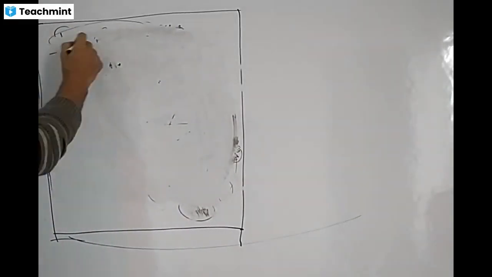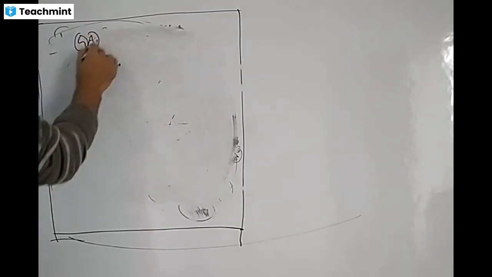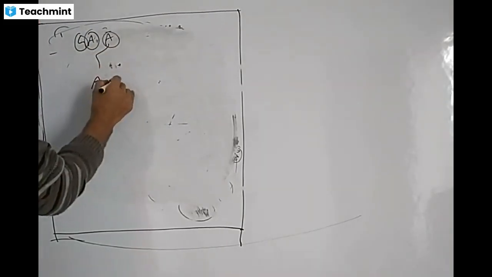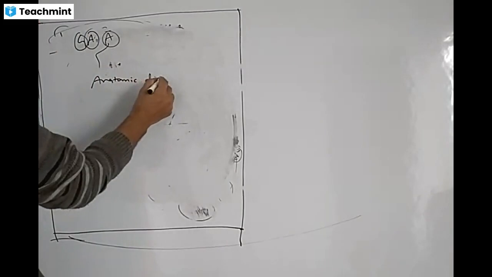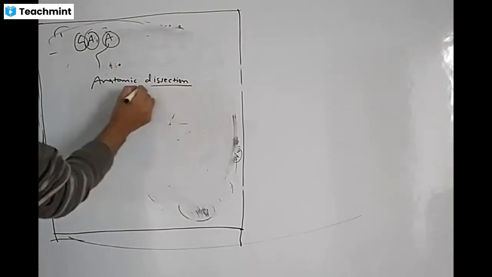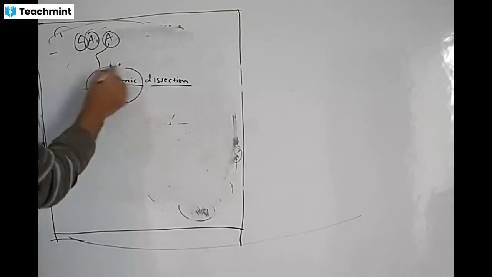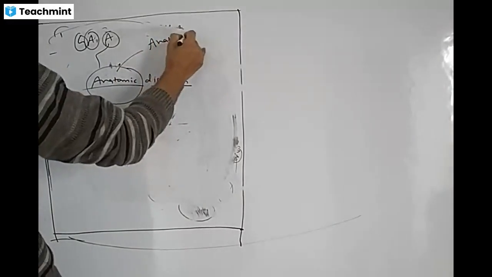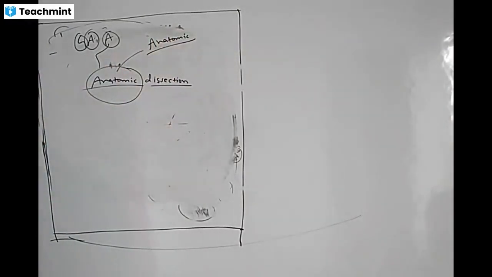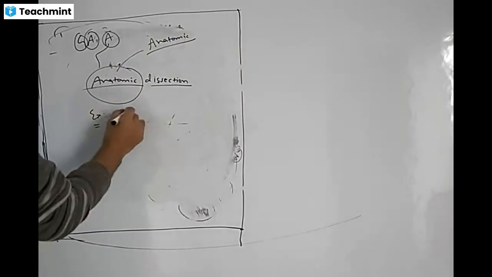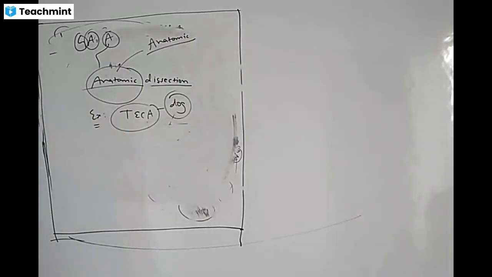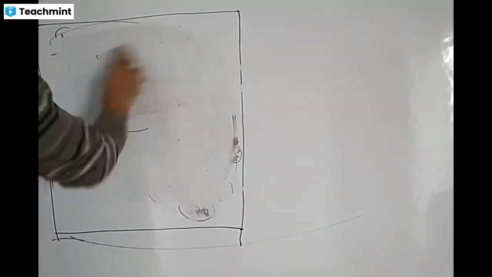The third principle. First is gentle handling, second aseptic surgery, and the third is anatomic dissection. Anatomic dissection means while doing a surgery, you must know all the anatomic structures which are encountered in between. Suppose, for example, you are doing TECA surgery in case of dog, that is total ear canal ablation.